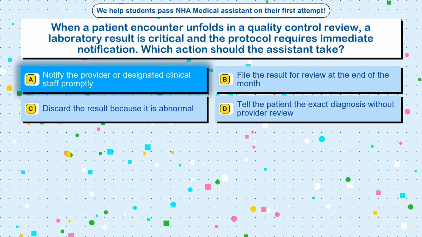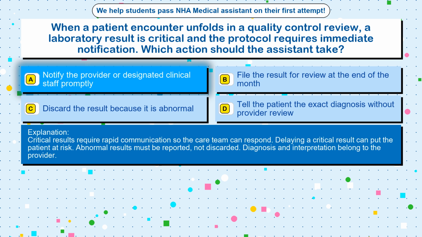The correct answer is option A, notify the provider or designated clinical staff promptly. Critical results require rapid communication so the care team can respond. Delaying a critical result can put the patient at risk. Abnormal results must be reported, not discarded. Diagnosis and interpretation belong to the provider.